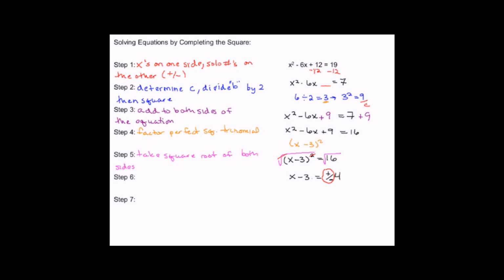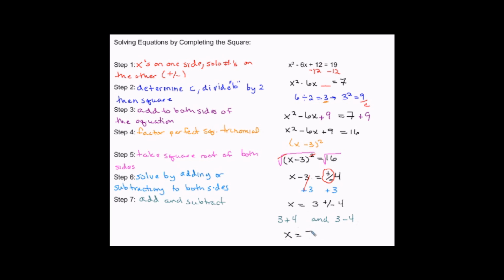Then my next step, with quadratics, you get two answers. So step 7 is to both add and subtract. So I'm going to have 3 plus 4 and 3 minus 4. And I'm going to get two answers for x. They're going to be 7 and negative 1. This is one way to write the answer. Or I can put it in set notation or solution notation.